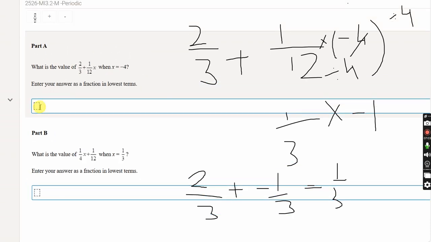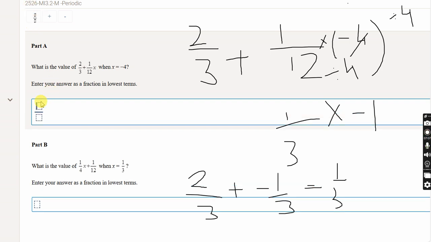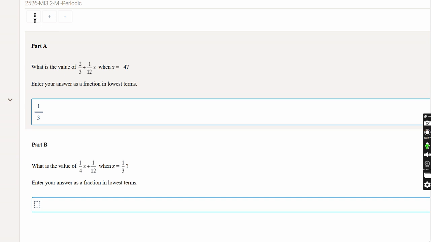Let me just look at the fraction. And it's positive, right? Because it's 2 over 3 and 1 over 3. So it's going to be positive 1 over 3. So now let's remove that.